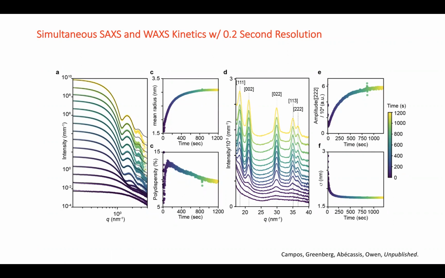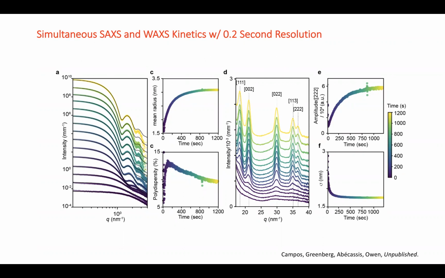Here's the same experiment, but now being monitored at wide angles. Okay, so notice Q of 10 to 40 here, and here's Q of 1. So small and wide angle, and you get the characteristic reflections of a rock salt crystal structure. They're labeled there for you. You can see in the beginning the peaks are broader than they are at the end, and then you can take the intensity here and plot it versus time to measure yield, and you can take the width of the peak to measure size and polydispersity, it turns out.